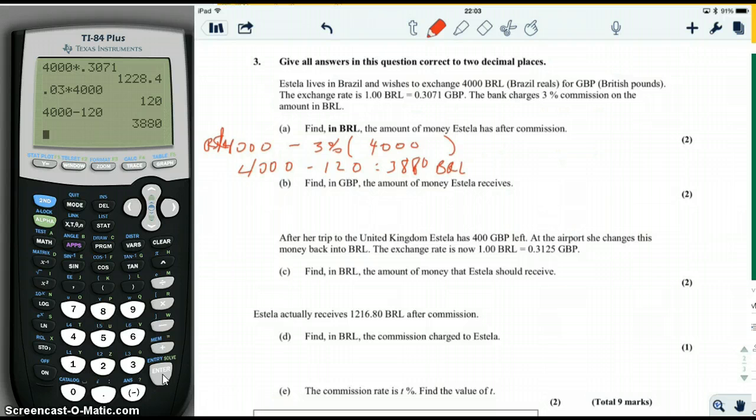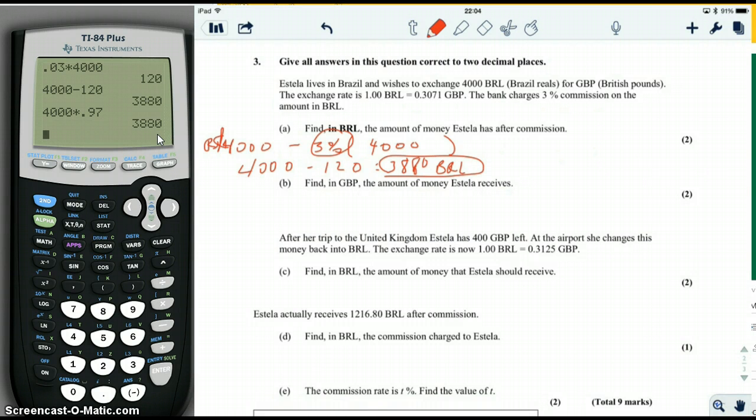Brazilian reais. You know, another way to do this is you multiply by 97% because 3% is what you take off. What's going to be left after you take 3% off of 100% is going to be 97%. You could take 4,000 and multiply by 97% or 0.97. 3,880 also, okay? All right.